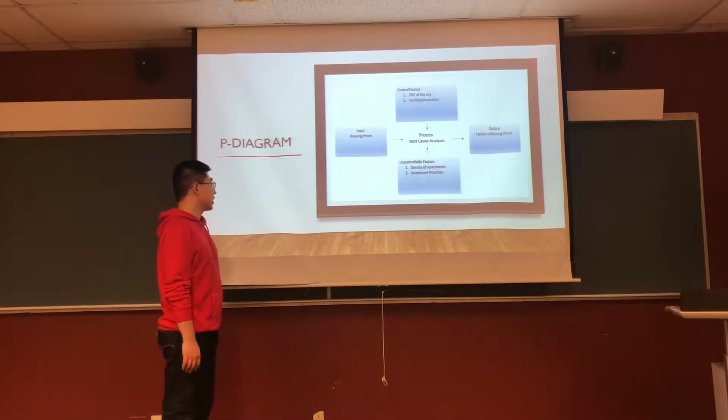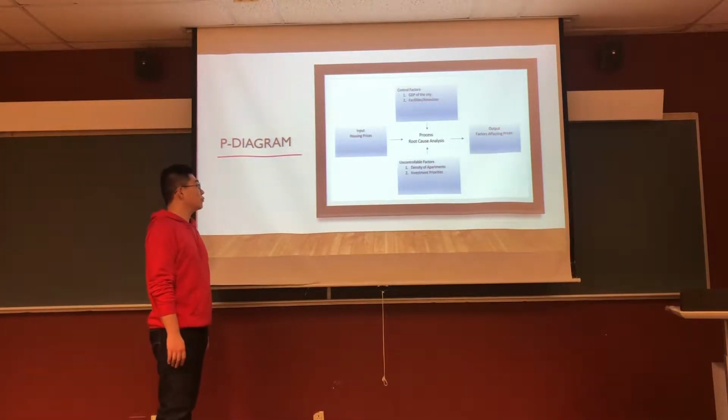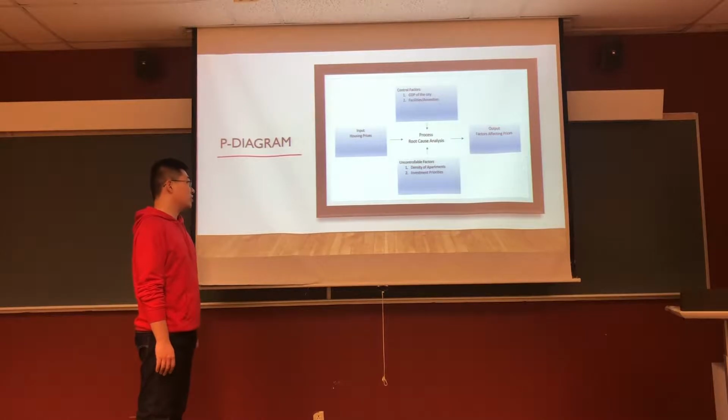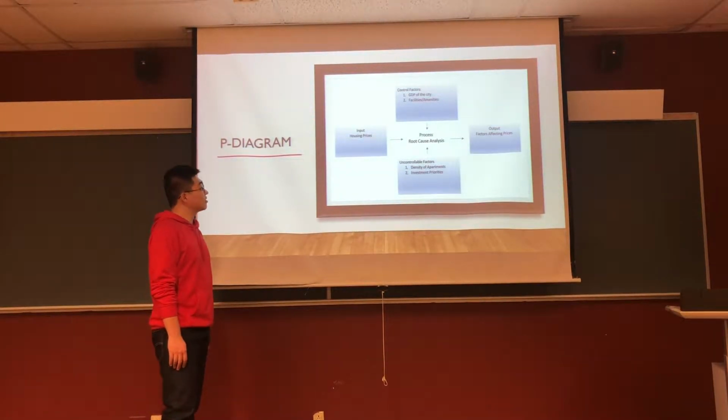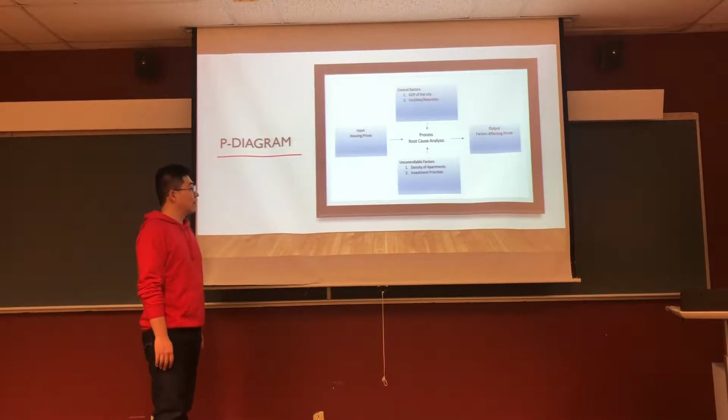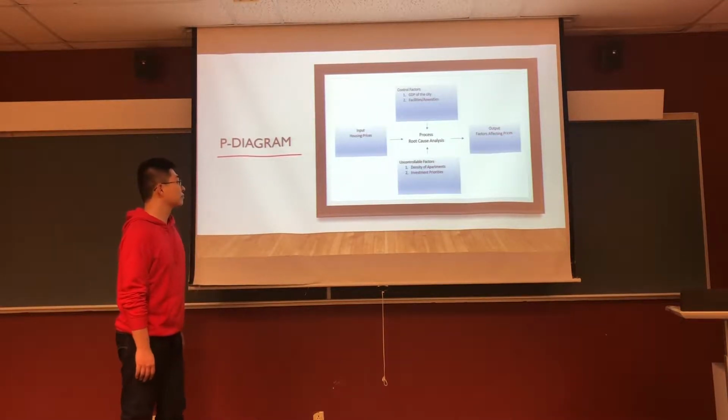This is our P diagram. From the picture, we can see that we make housing prices as our input and the factors affecting prices as our output. Control factors include GDP of the cities and the facilities or amenities. There are also some uncontrollable factors like densities of the apartment or investment priorities.